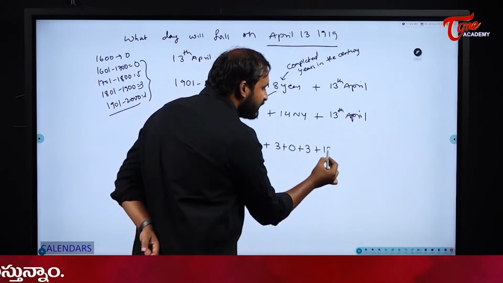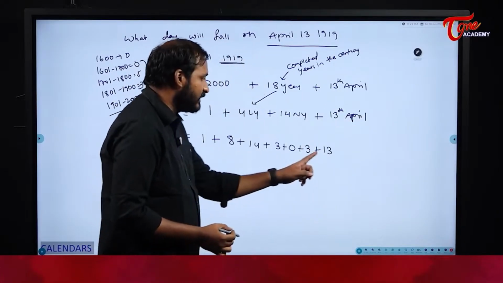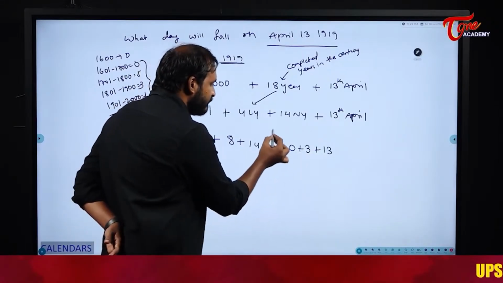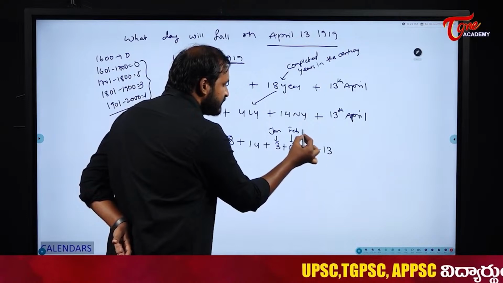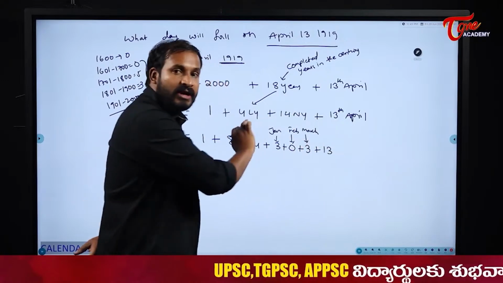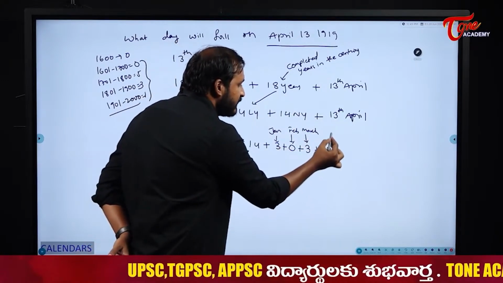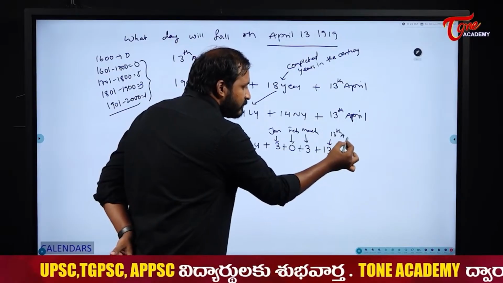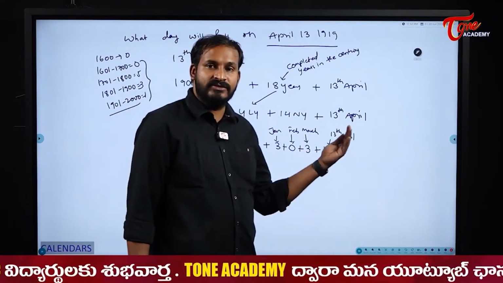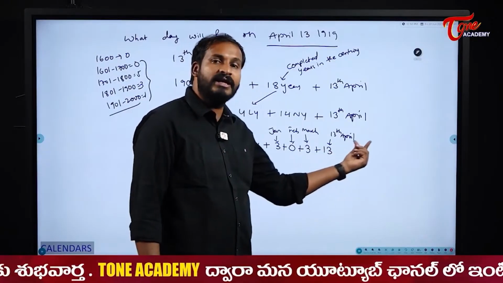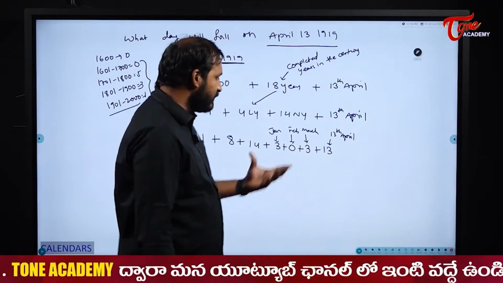We are directly finding the 13th of April, so I will write directly 13. This is for January, this is for February, this is for March, and April is not yet completely finished, so this is 13th of April. For example, if I want to find a date in the month of May, I will write the April code and the date in May. So anyway, this is how we need to do it.